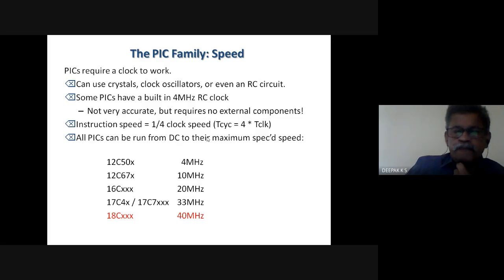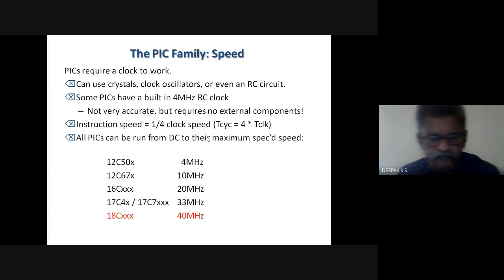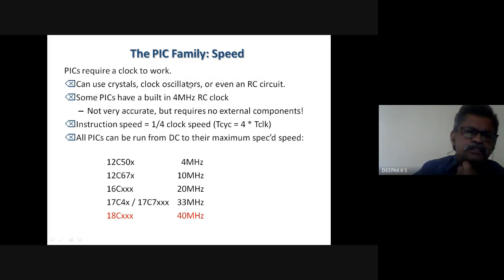And normally for any processor, you should define a clock. So PIC also requires a clock to work, and there will be one cycle. And what is the frequency of this clock? So this PIC18 family, this is 40 megahertz. Okay. Some PICs may have 4 megahertz. So PIC18 has 40 megahertz.